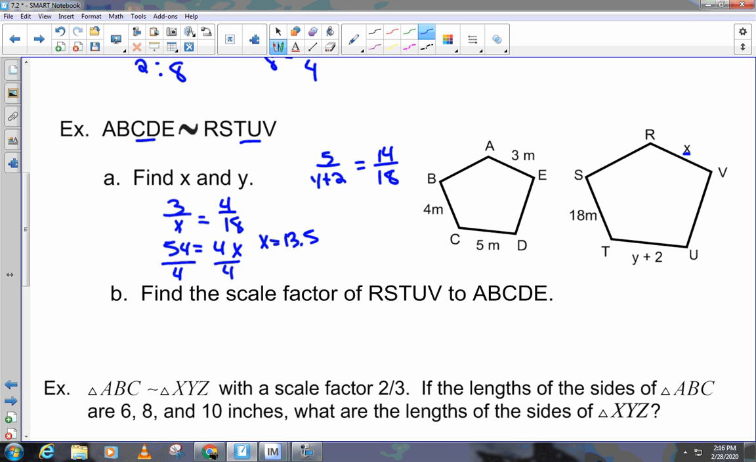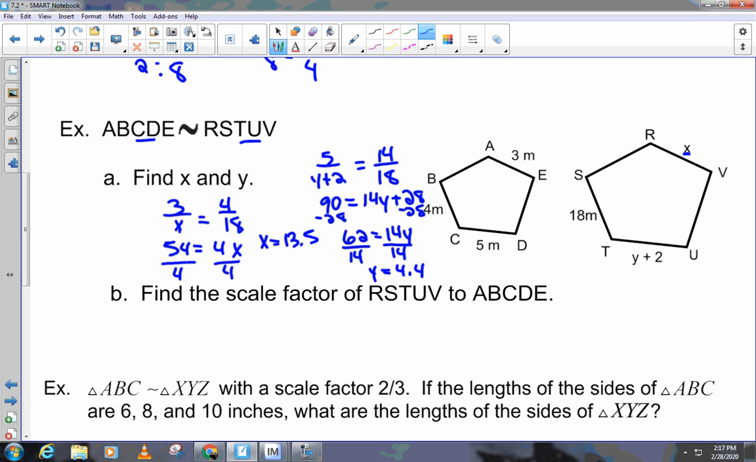So we cross multiply, and 18 times 5 is 90. And then we end up with 14y plus 28, because I have to distribute 14 times y, 14 times 28. So I have to subtract 28 from 90, and that gives me 62 equals 14y. Divide both sides by 14, and I end up with 4.4.